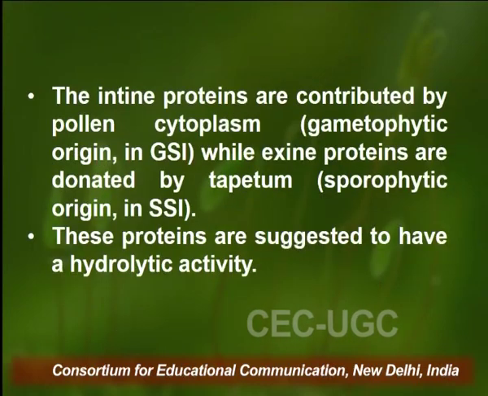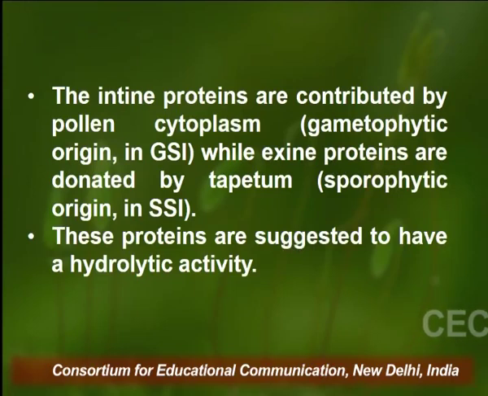Intine proteins are contributed by the pollen cytoplasm, so that means they are gametophytic in origin, and these express themselves in gametophytic self-incompatibility, while exine proteins are donated by the tapetum, and since they are coming from the tapetum, they are sporophytic in origin and they are responsible for sporophytic self-incompatibility. Now, all these proteins, whether intine or exine proteins, are suggested to have a hydrolytic activity.